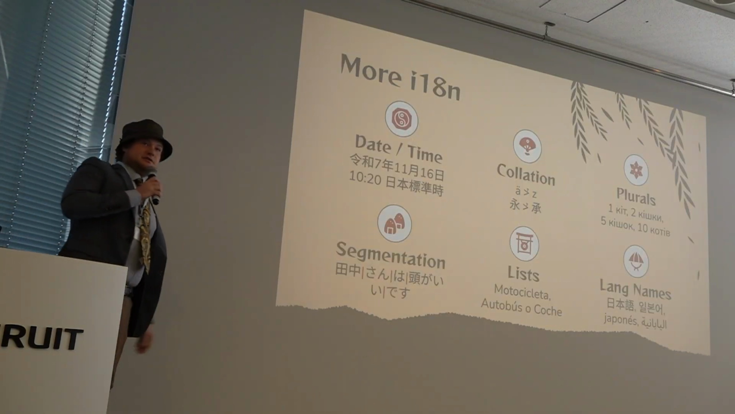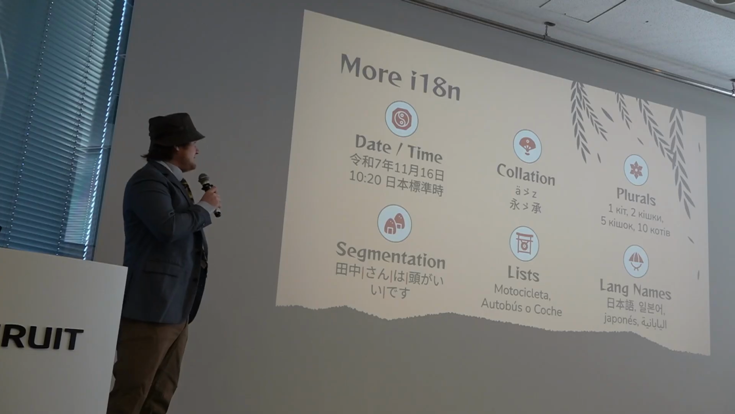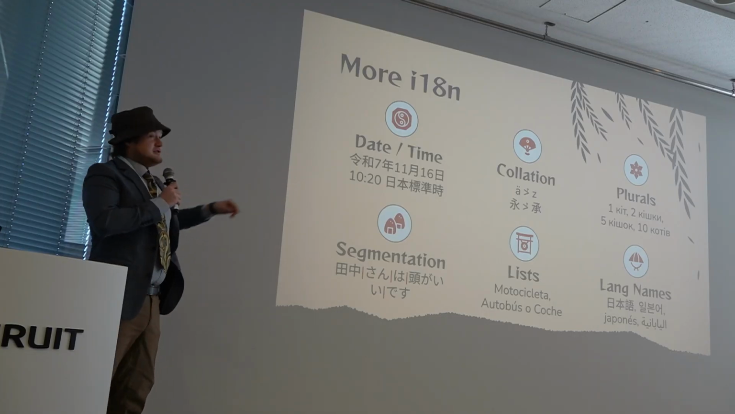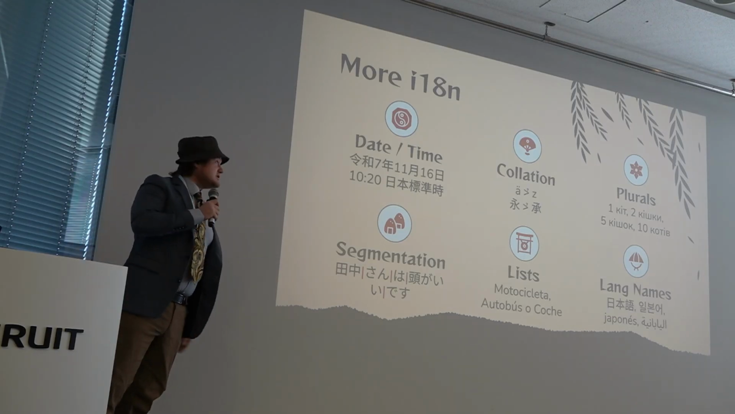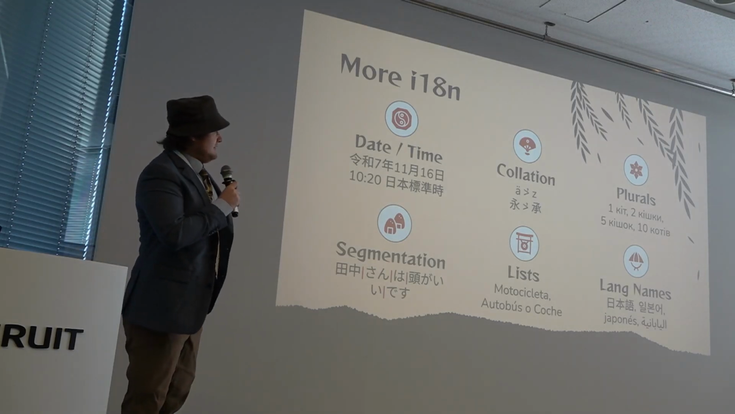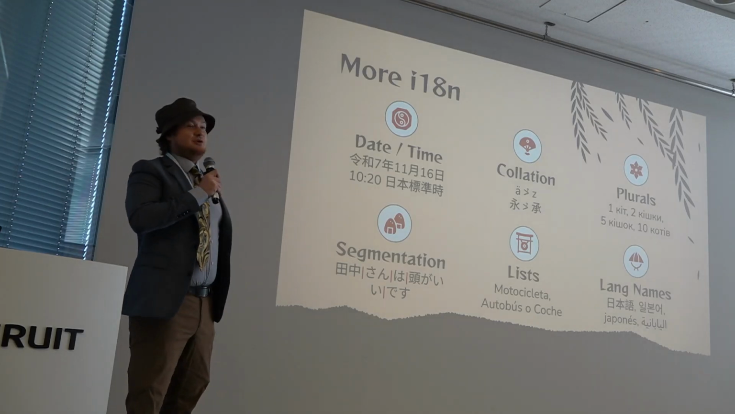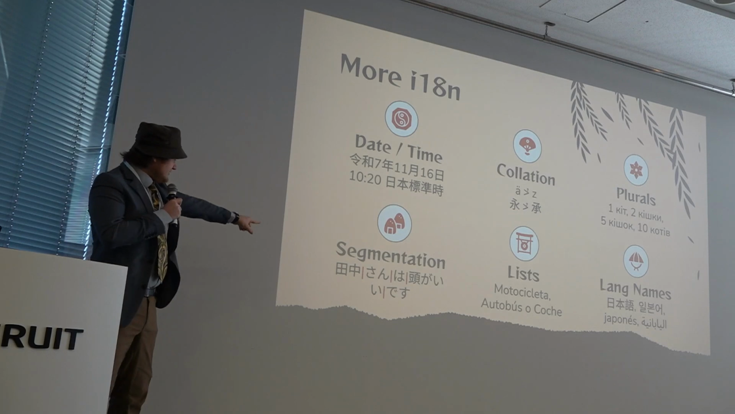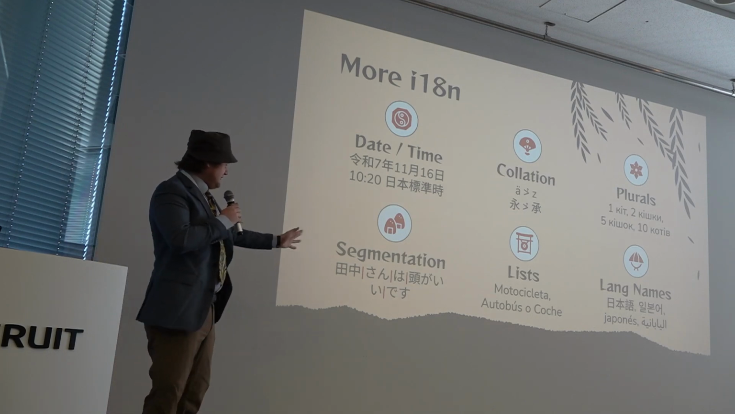These are more examples of internationalization operations that you find. Dates and times, that's today's date, formatted with the Japanese calendar. We've got collation rules. The way in which you order strings depends on the language. Those are some examples there. The plural forms, that's 1 cat, 2 cats, 5 cats, 10 cats in Polish. Sorry, not Polish, Ukrainian.